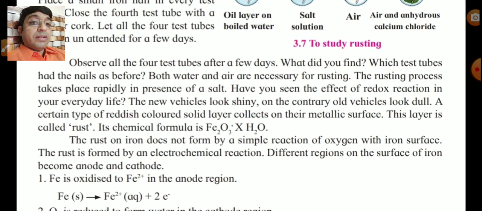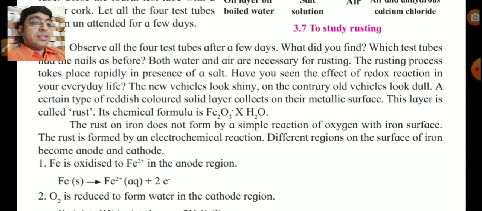So have you seen the effect of redox reaction in your everyday life? This is one homework question. The new vehicle looks shiny. On the contrary, an old vehicle looks dull. A certain type of reddish colored solid layer collects on their metallic surface. This layer is called rust. Its chemical formula is Fe2O3·xH2O, where x is the number of water molecules.